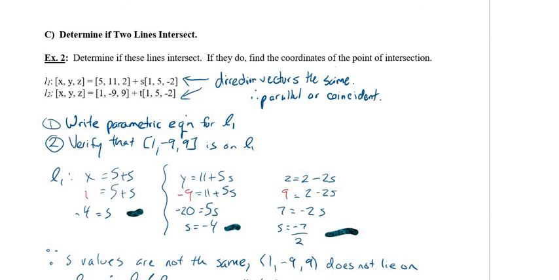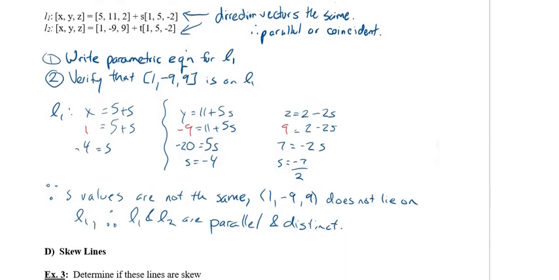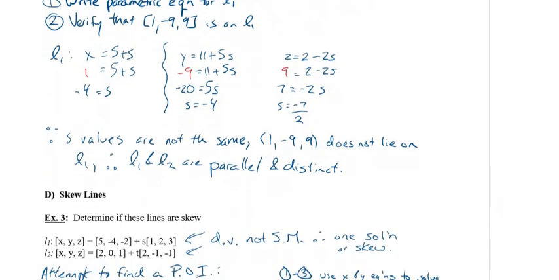So again, we are basing this on the assumption that that point lies on line 1. If we get different s values, if we can't get one singular s value, it means that something is wrong in that assumption. And the wrong part of that assumption is that the point doesn't actually lie on the line. And if that point doesn't lie on the line, then they can't be coincident, so it has to be parallel and distinct. So our statement at the end, because the s values are not the same, 1, negative 9, 9 does not lie on line 1. Therefore, line 1 and line 2 are parallel and distinct.